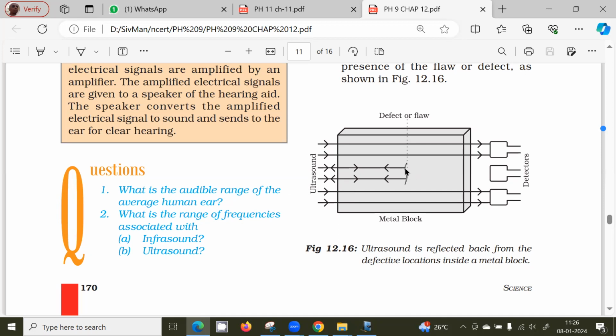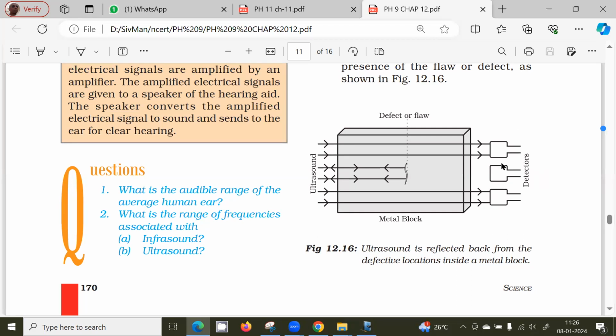So if there is a fracture here, this part of the sound will get reflected here, so this sound will not reach this detector here. On one side, we are sending the sound, which is the source of sound, and here I'm trying to detect it.